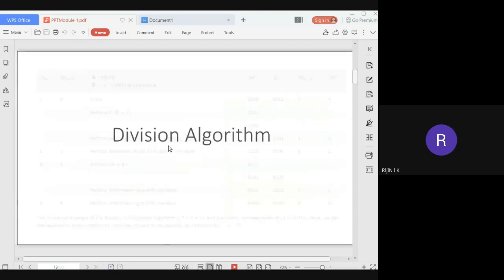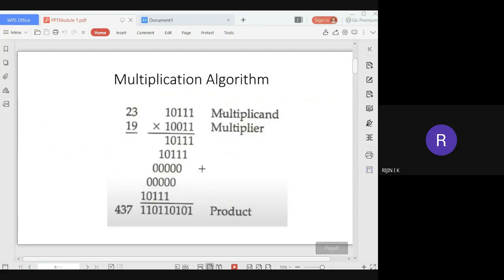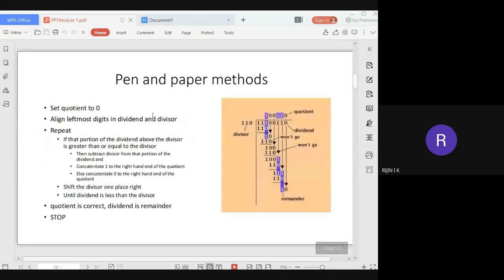Multiplication pen and paper method algorithm നമ്മൾ already പഠിച്ചു കഴിഞ്ഞതാണ് അല്ലേ? This one. Okay, then division അതാണ് this one. Okay, ഇനി മറന്നു പോകും. എന്താണ് ചെയ്തത്? Initially we will set the quotient 0. Okay, then align the leftmost digits in the dividend and divisor. Okay, എല്ലാം leftmost ആയിട്ട് അലൈൻ ചെയ്തു. Then we have to repeat the process. എന്താണ് ചെയ്യേണ്ടത്? If the portion of the dividend, this one above the divisor, ഇതിന്റെ മുകളിലുള്ളത് അല്ലേ, is greater than or equal to divisor. Okay, ആണെങ്കിൽ എന്തൊക്കെ കണ്ടീഷൻ ആണ്?